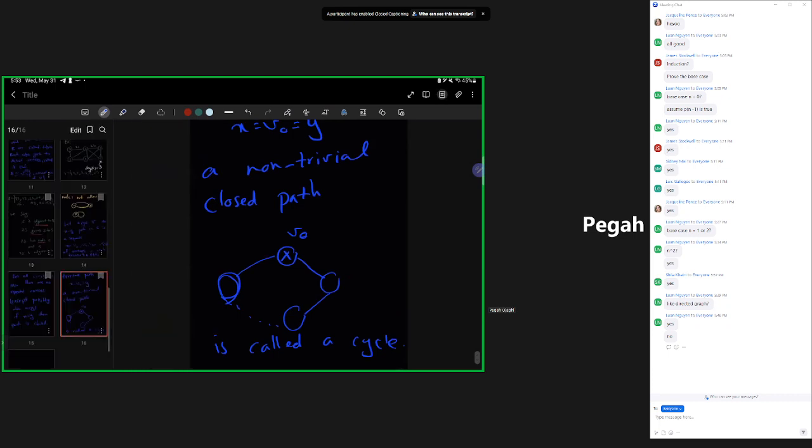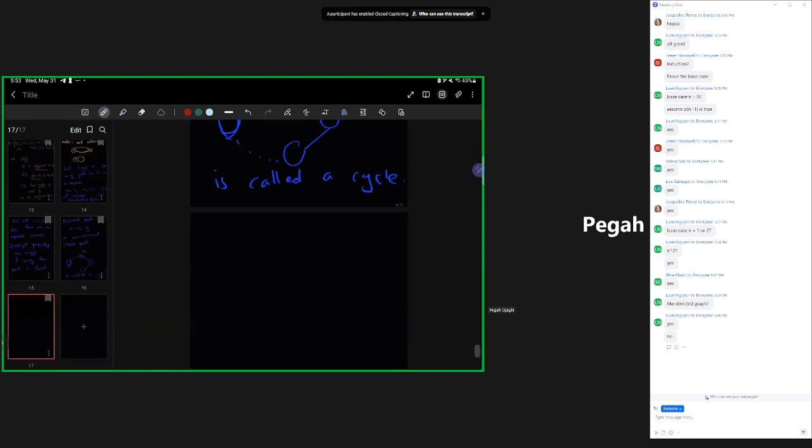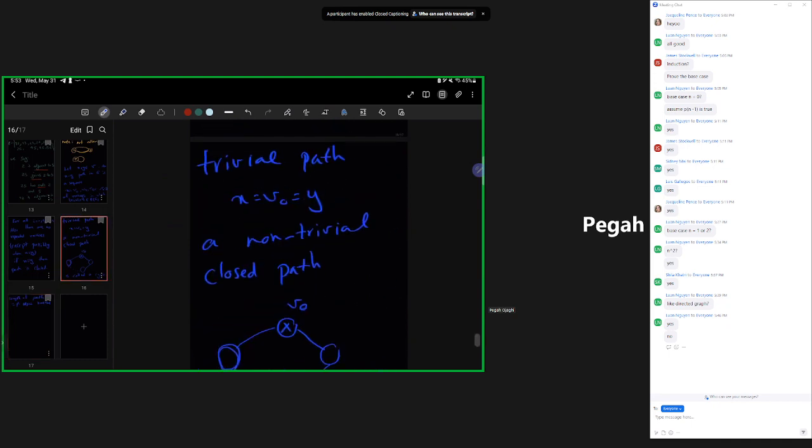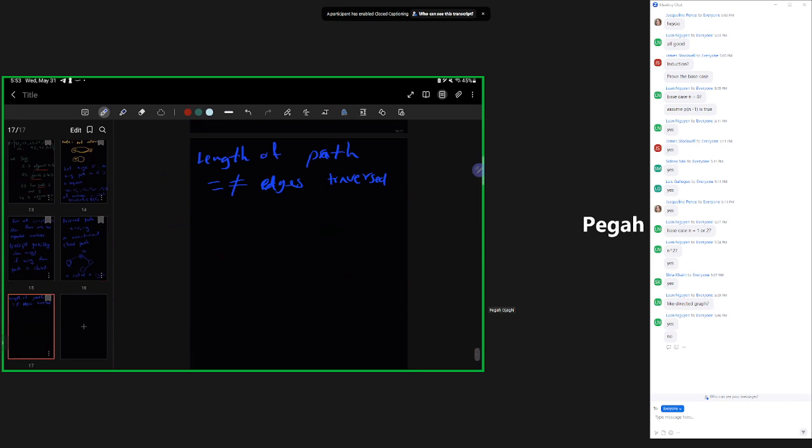So, if we have a cycle, we have another thing: the length of a path. What is the length of a path? It is equal to the number of edges traversed. It means when you walk through all the edges from one point to another in the path. For example, here, this is trivial. The length is 1 because I start from X, go to Y. So it's only one edge. So it's going to be 1. And if you have more, it's going to be, I don't know, 5, 6, or anything.